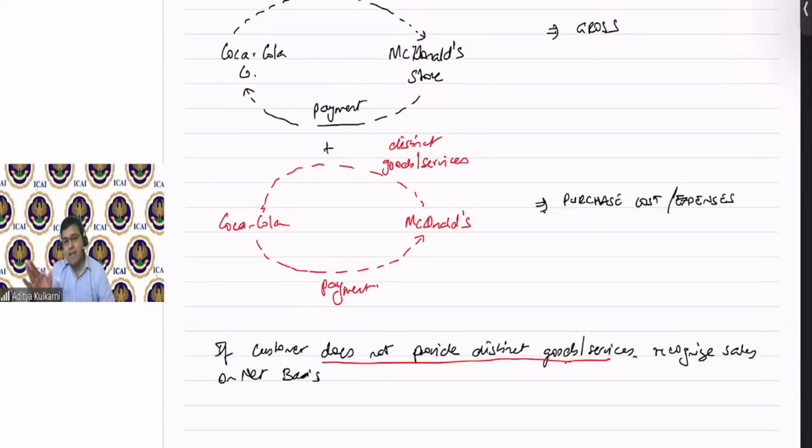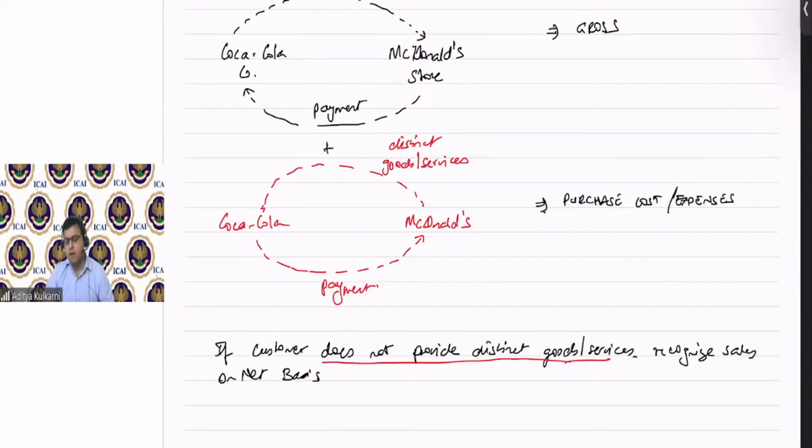If 25 is a distinct obligation, then revenue will be 100 and expenses will be 25. So this is how you are going to evaluate.